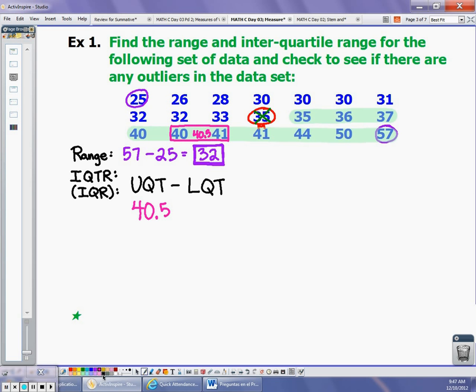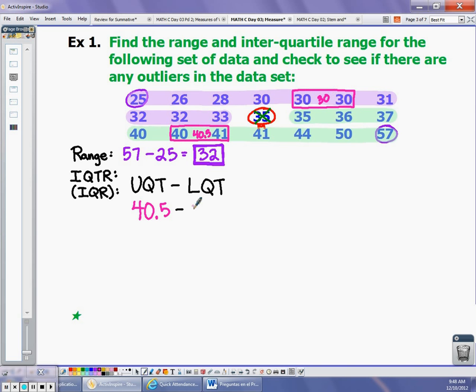Now I need to find the lower quartile, which means finding the median of the lower half. So I'm going to do the same thing. The lower half happens to be 25 through 33, the set of data on the lower side, which is our smaller numbers. Remember, I don't include the actual median. Now I'm going to find the middle between 25 and 33, and the middle number is between 30 and 30. So the lower quartile happens to be 30 as well.